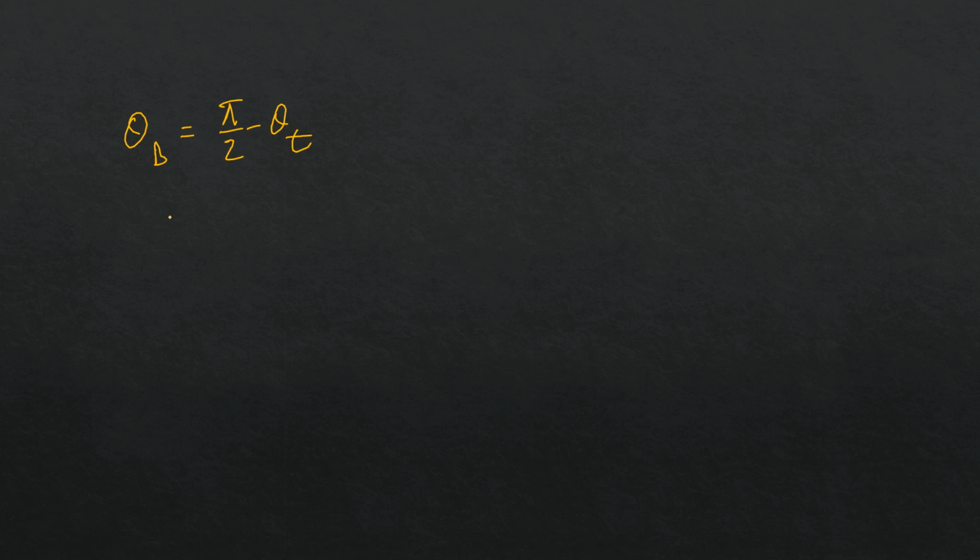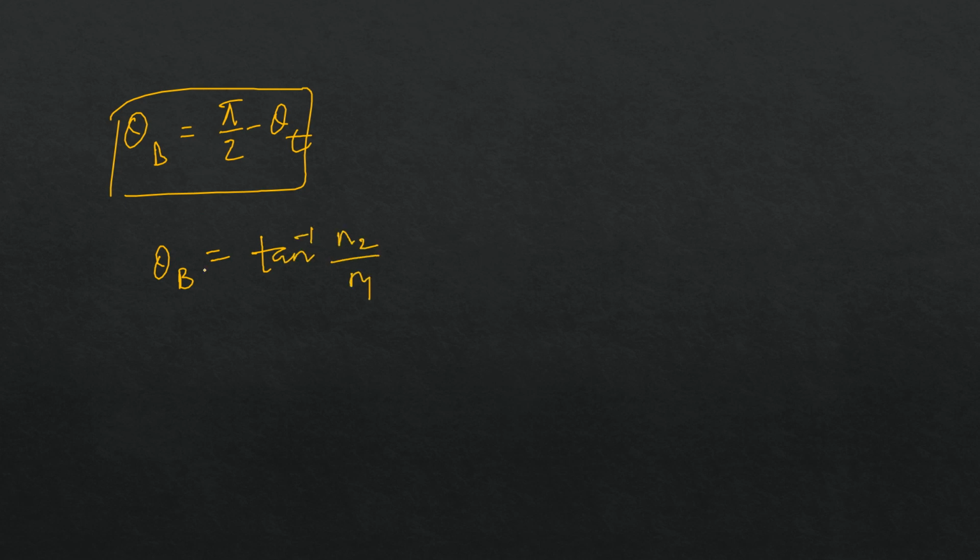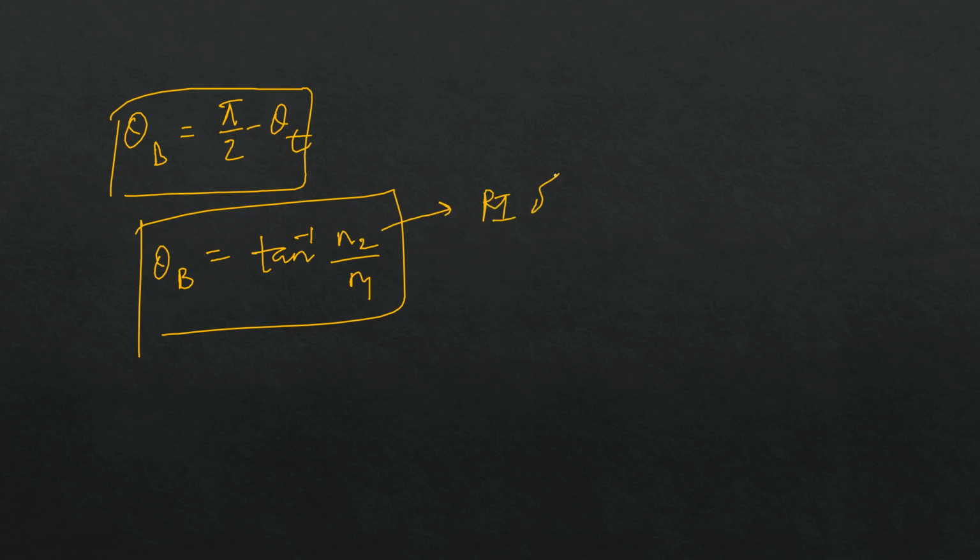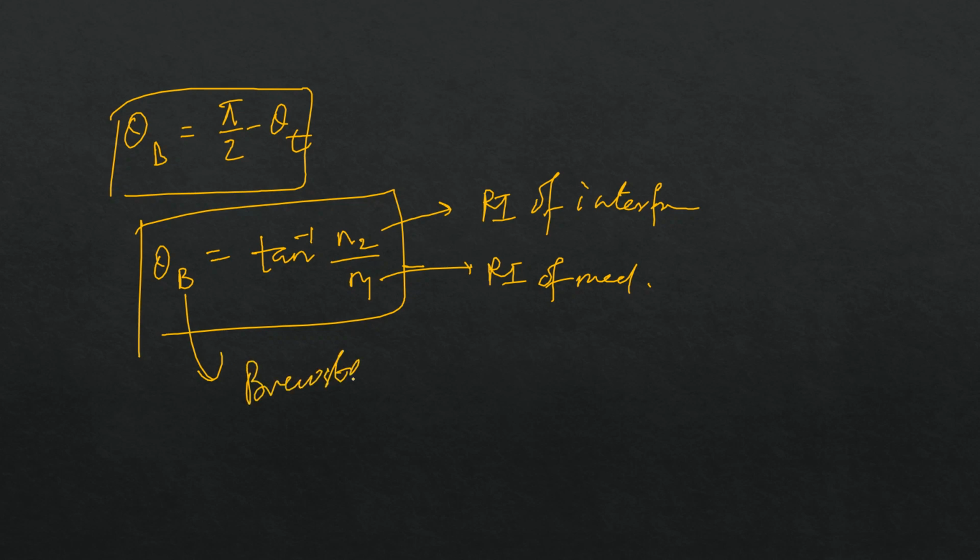I can also write another formula for it, that is theta b is equal to tan inverse n2 by n1. This is an important formula, where n2 is the refractive index of the second medium, and n1 that of the first. So theta b is equal to tan inverse n2 by n1, and theta b is equal to pi by 2 minus theta t. This is the Brewster angle. It's a very important part. Questions also come from here.